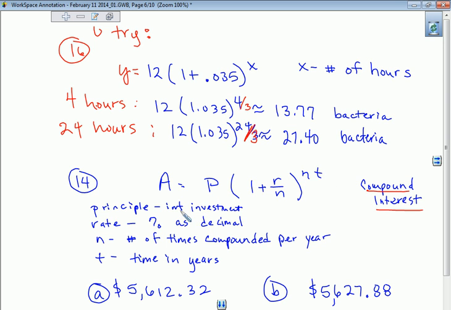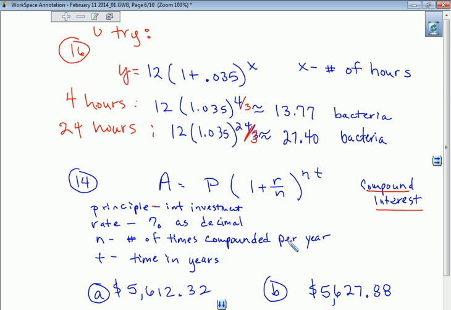So P represents the principal. That's your initial investment. How much money did you initially invest? That's what principal means. R represents your interest rate written as a decimal. N represents the number of times your interest is compounded each year. And T represents the time in years. I think we all studied this last year, right? Yes. Okay, good.